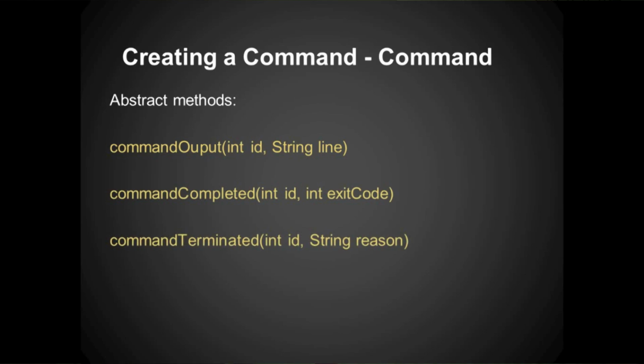The last method that you need to implement is command terminated. This method is called whenever a command has been terminated for an unknown reason or because there's been a timeout exception. We'll talk about timeout exceptions in just a bit. This method returns to you again the ID of the command that was terminated and the reason that the command was terminated. The most likely reason is that a timeout exception has been thrown, but there are times where something may happen within the shell or the process and you'll get an unexpected termination.